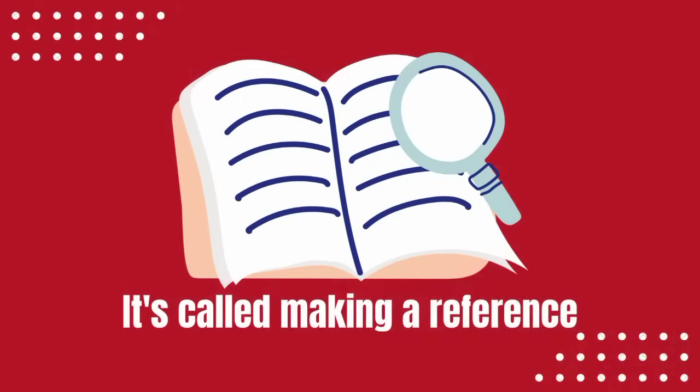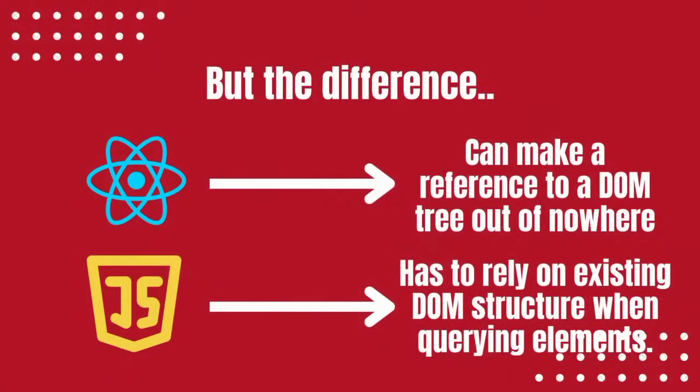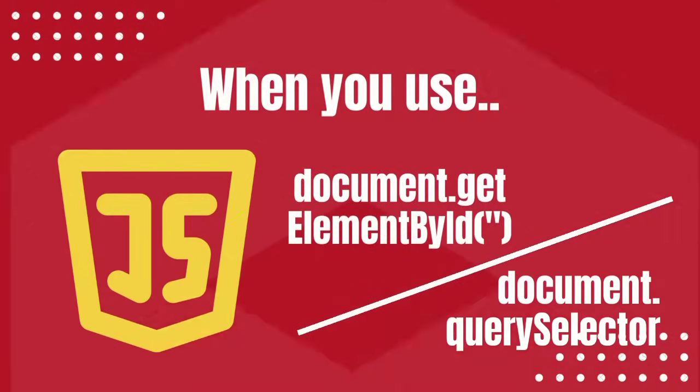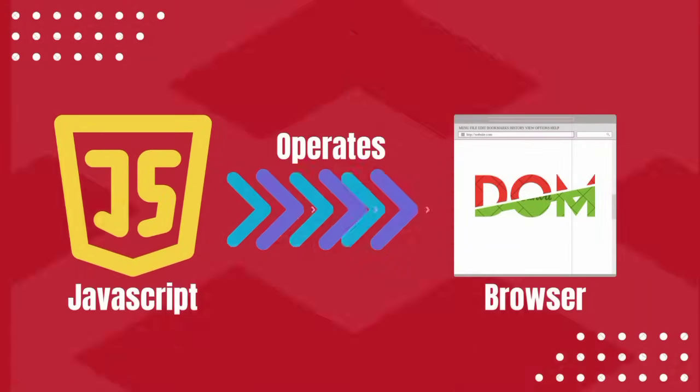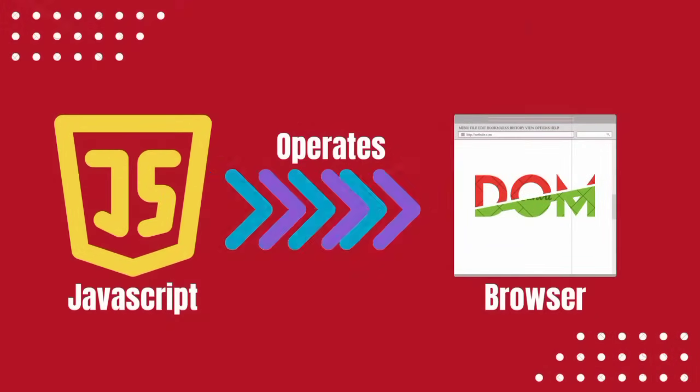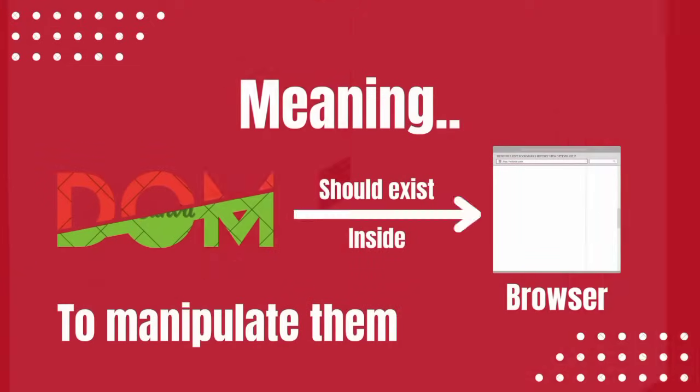It's called making a reference. But the only difference is that React can make a reference to a DOM tree out of nowhere, while standard JS has to rely on the existing DOM structure when querying elements. When you use methods like document.getElementById or document.querySelector, standard JavaScript operates on the actual rendered DOM that is present in the browser. This means that you must ensure the elements exist in the DOM before you try to manipulate them.